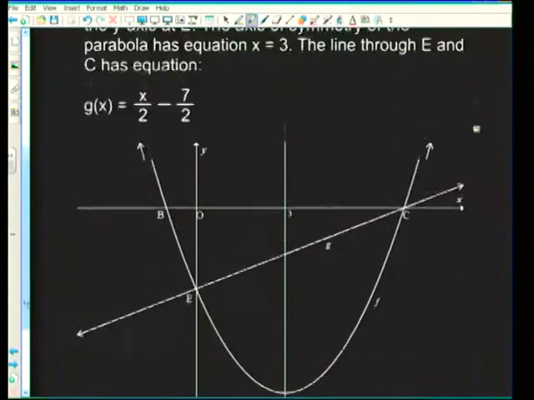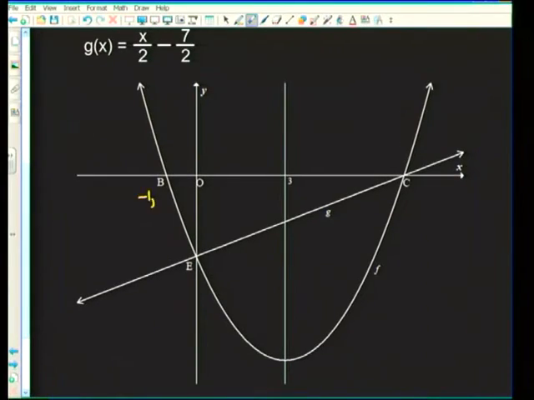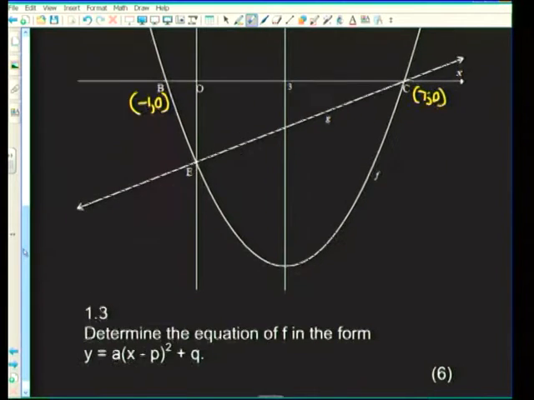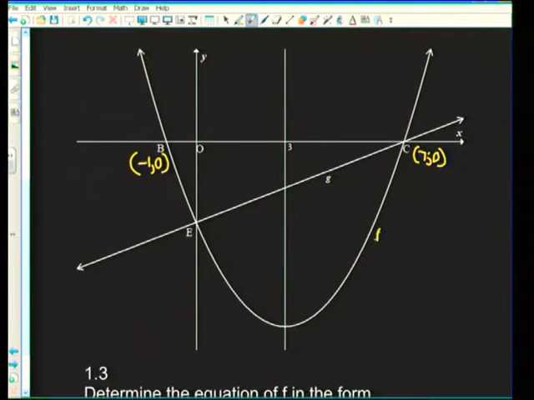So right, here we are. We're still looking at the same question. We have established that that's -1, 0. We've established that that is 7, 0. And this question now says to me, find the equation of f. F is the parabola. You can see there's the f there. So that's what I'm looking for, the parabola. So if we're going to find the equation of a parabola, there are 3 possibilities.